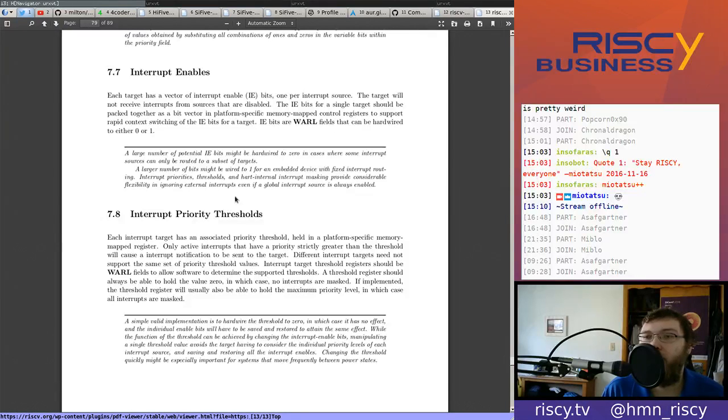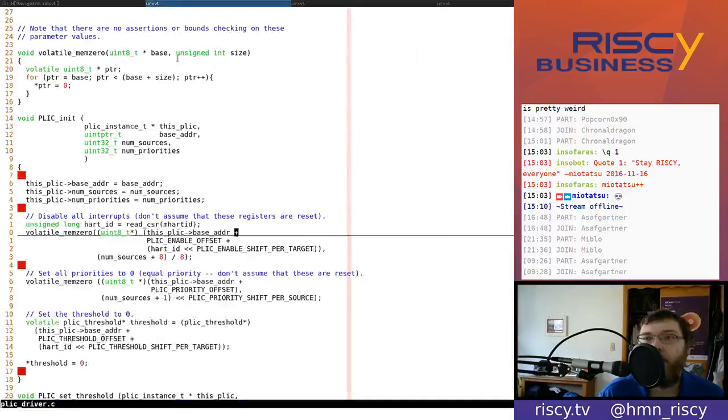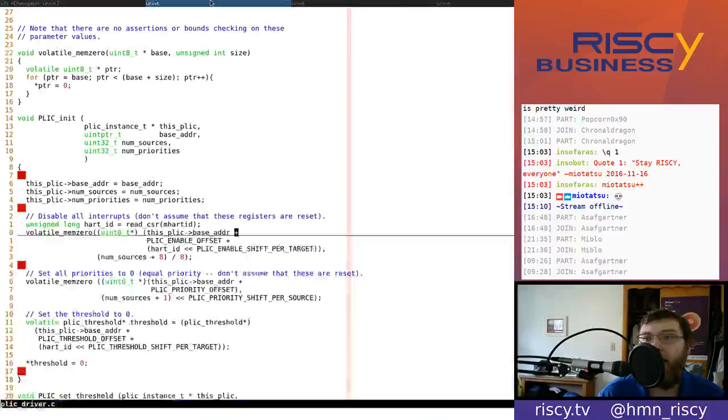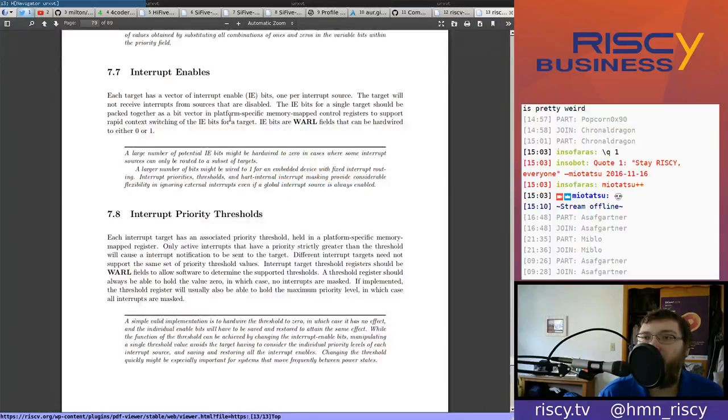Okay, so what we're saying here is you can clear these bits to 0, which presumably is what we're doing here. I'd guess we're talking about these IE bits on the target. I think that's what this is doing, clearing those to 0. And they could be hardwired. There could be ones that are hardwired to 0 or 1. So if it's 0, you're saying ignore it. And if it's 1, you're always going to handle it.